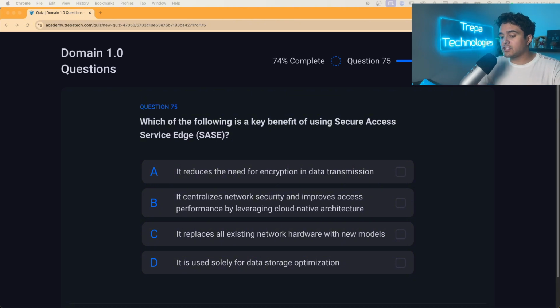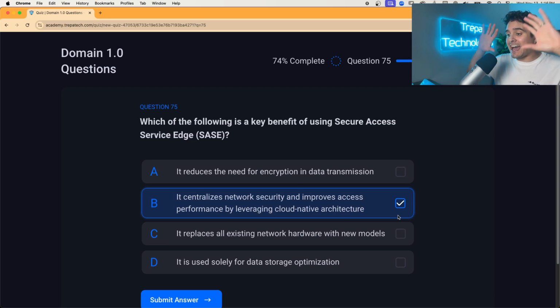Secure Access Service Edge does a lot of things, right? It's kind of that central focal point if you want to do SDN, have a security threat umbrella all into one device or one offering, one solution. But yes, one of the key benefits is it centralizes network security and improves access performance by leveraging cloud native architecture.